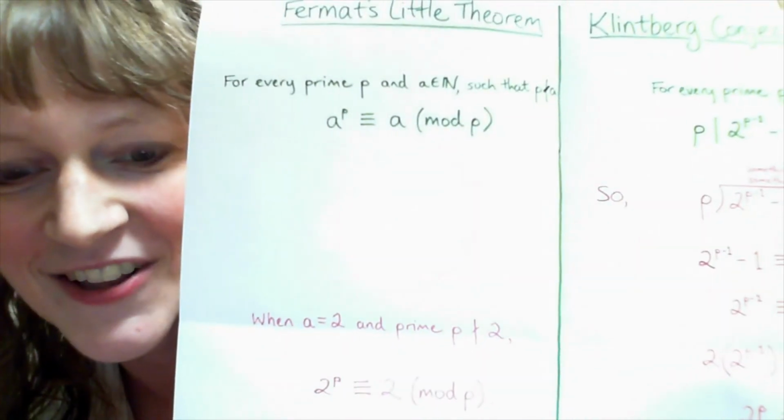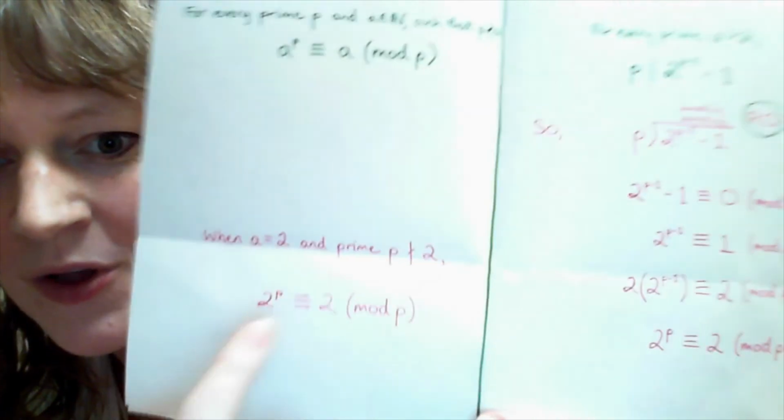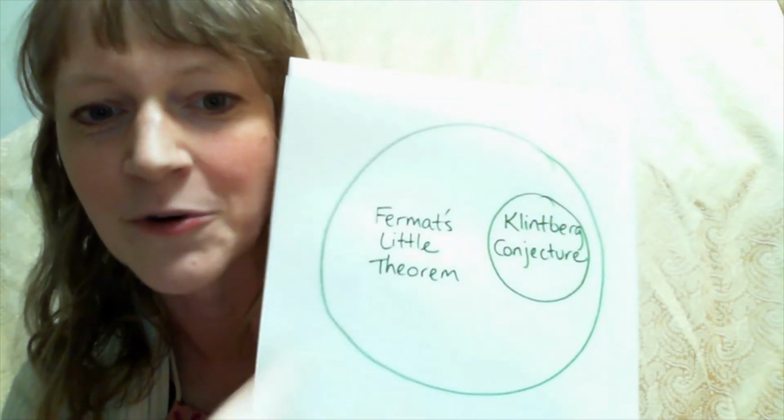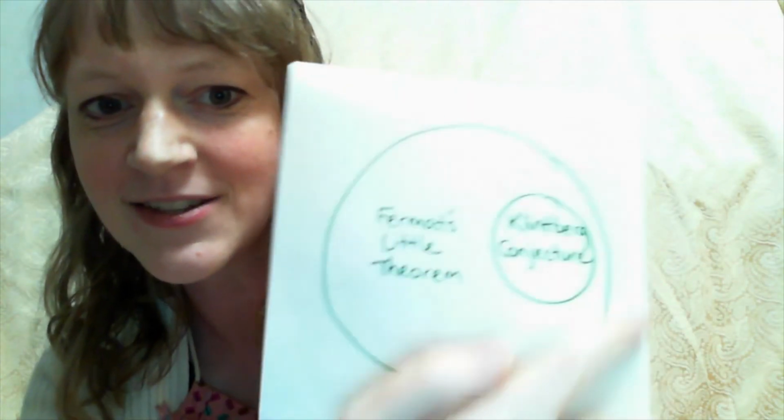And for Fermat's little theorem, when a is 2, we get the same result. So we did it! The Klintberg conjecture is just a smaller version of Fermat's little theorem, and since this is true, then this is true. Done! Well, that's not very satisfying. We don't get to the heart of why this is true. So let's take a look at the scroll.